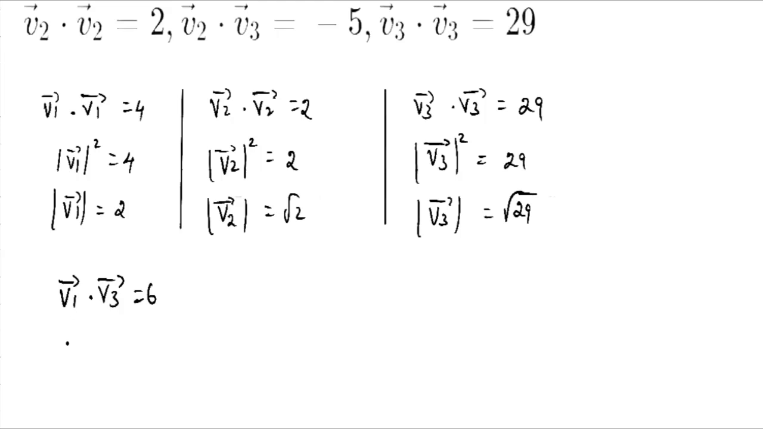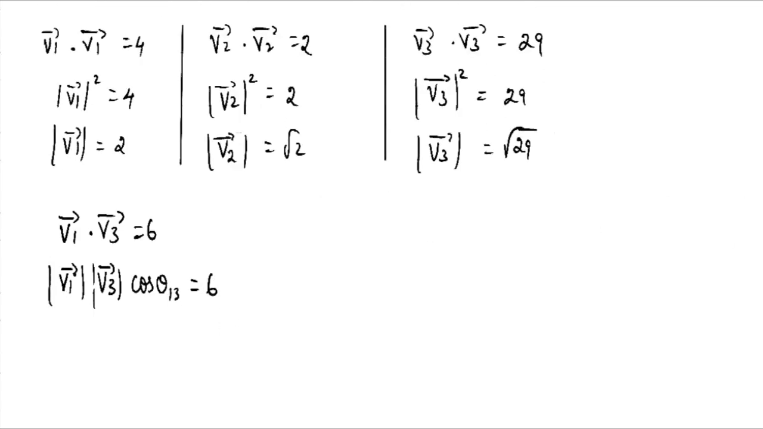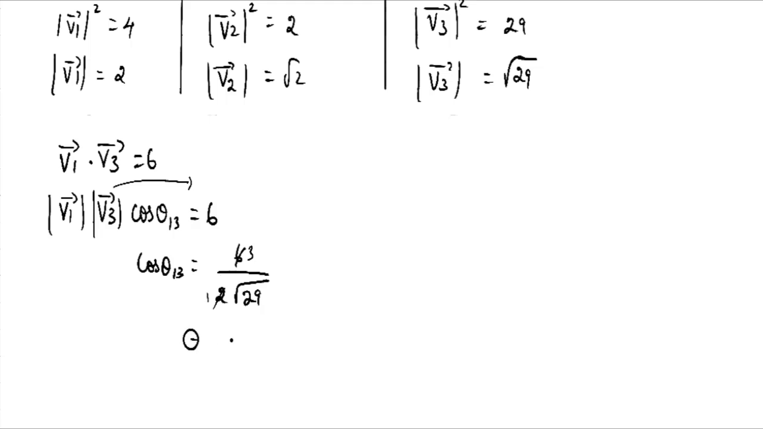So the magnitude of v1 times the magnitude of v3 times cos theta 13 equals 6. Okay students, we already know the magnitude of v1 is 2 and the magnitude of v3 is root 29. So taking this to the right hand side, cos theta 13 equals 6 divided by 2 root 29. So 2 ones are 2, 2 threes are 6. Therefore the value is 3 by root 29.